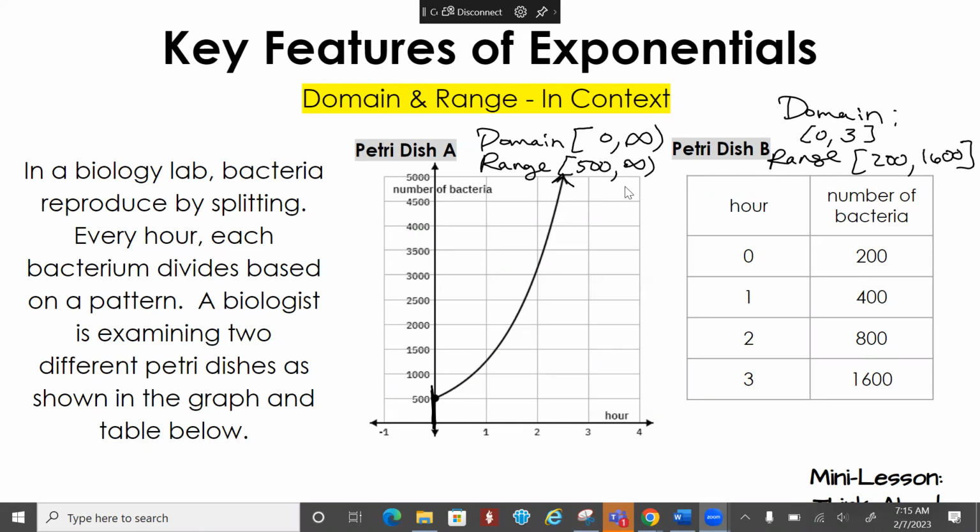So really in this, we're not going to say infinity. Since this graph only shows us up to hour 3, we're going to say 3 instead of infinity. Does that make sense? Because we're talking about in context. For this range, they show us that it starts from 500. And how far does it go? It goes to about, we're going to say, 5,000. So we're going to say roughly to 5,000.